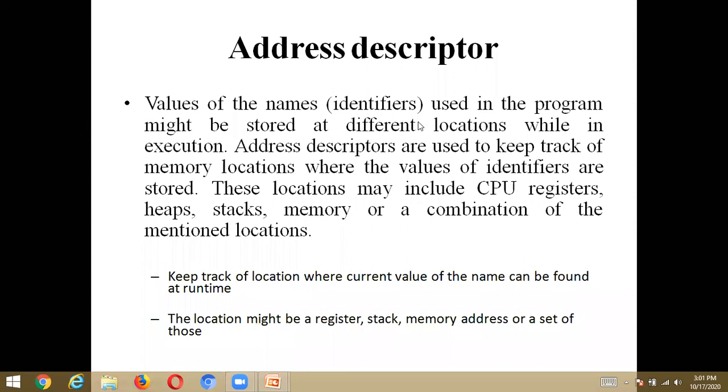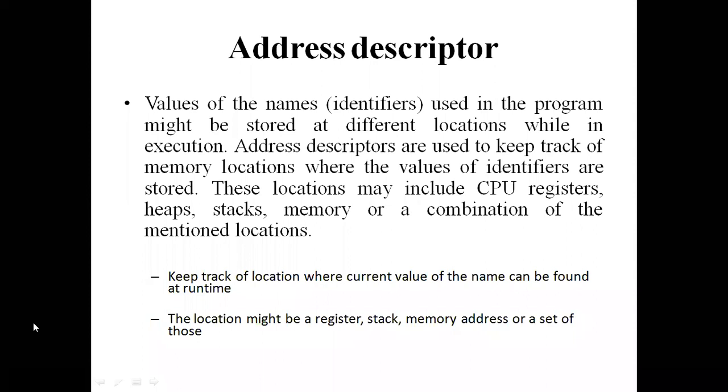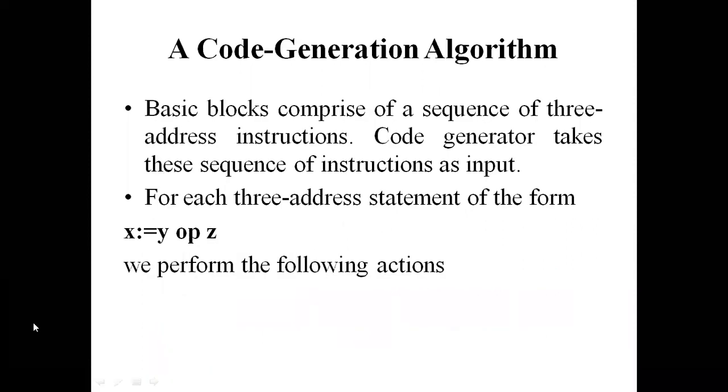So that's why we're calling it a symbol table, a data structure here, right? The information about the locations can be stored in the symbol table, and those symbol tables are used to access the variables here. And this is about an address descriptor. And next, this is the code generation algorithm.